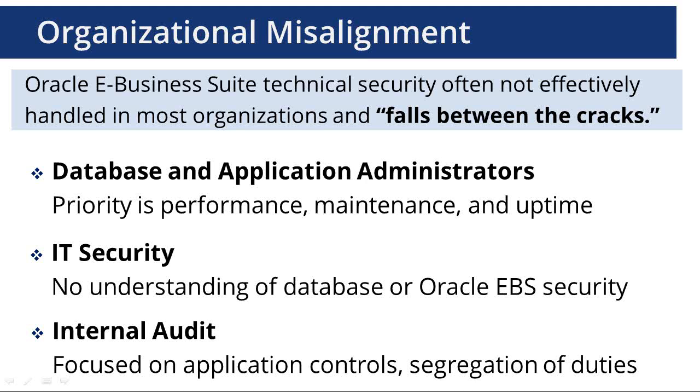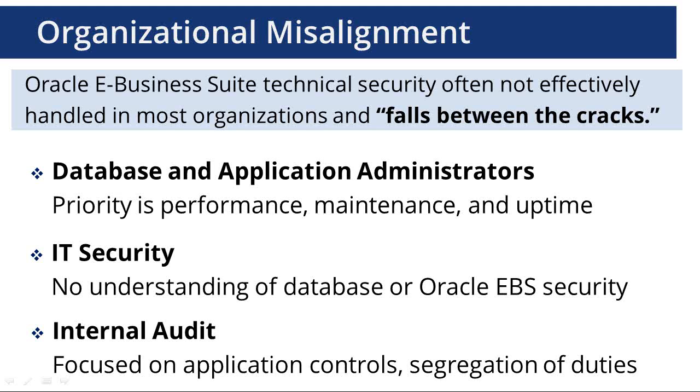Internal audit often does a lot of application assessments, but usually they're focused on the application level. They're looking at the application internal controls, the segregation of duties. They're not going in and checking if the APPS password is set to apps, which then can circumvent all those application controls. So a lot of times security is kind of falling between the cracks. No one's spending time looking at the technical security.